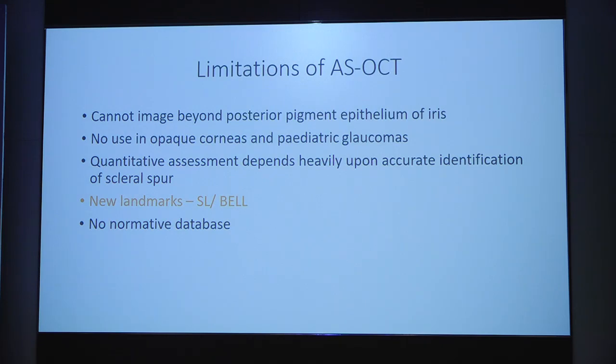ASOCT also has limitations. It cannot image beyond the posterior pigment epithelium of the iris. There is no use in opaque corneas or pediatric glaucomas. And quantitative assessment depends heavily upon accurate identification of the scleral spur, which is important. And Madam has already shown there are new landmarks which are coming, like Schwalbe's line. And there is, of course, no normative database in Asia.